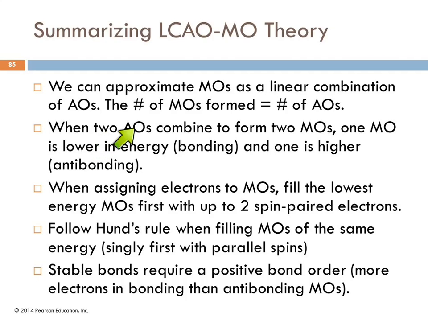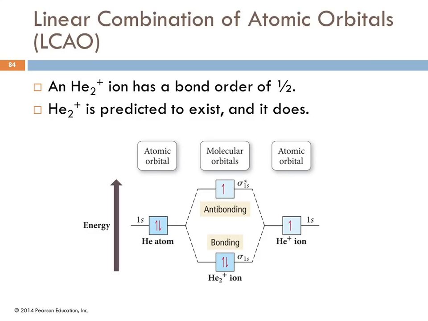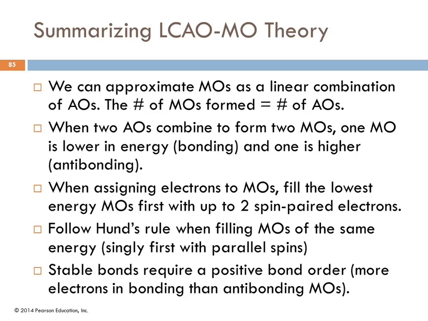If you have 2 atomic orbitals combining to form 2 molecular orbitals, one's going to be lower in energy, one's going to be higher. Let's go back to this picture. If you took the energy of these 2 orbitals and averaged it, it would be the original orbitals, wouldn't it? One is above and one is below. So the overall energy is the same, it's just been split into 2 pieces, if that makes any sense at all.